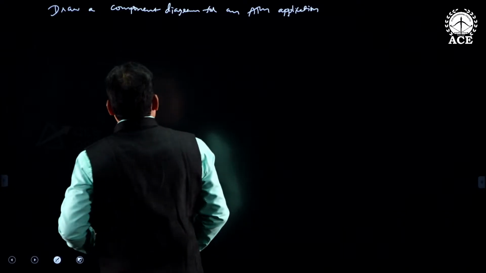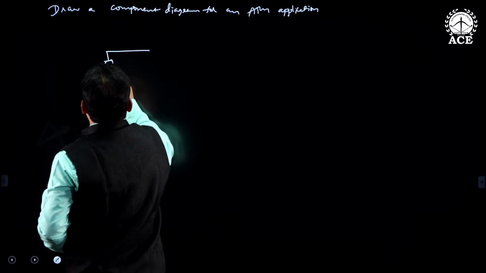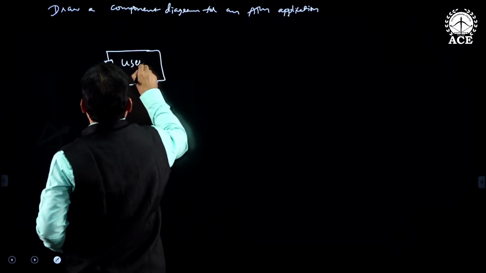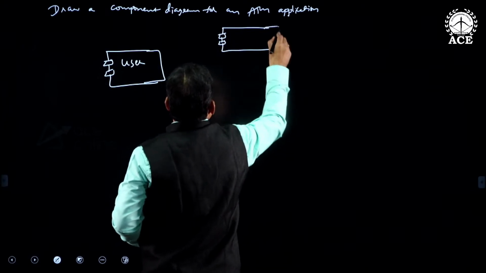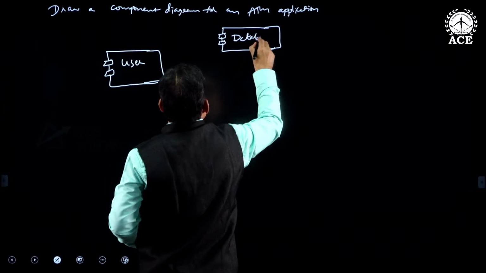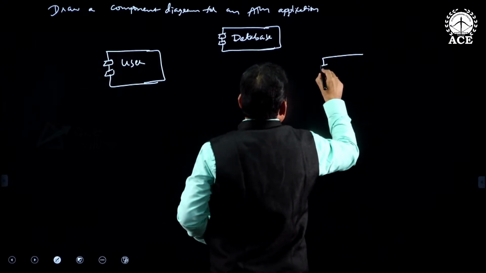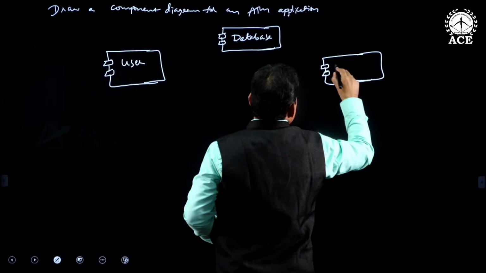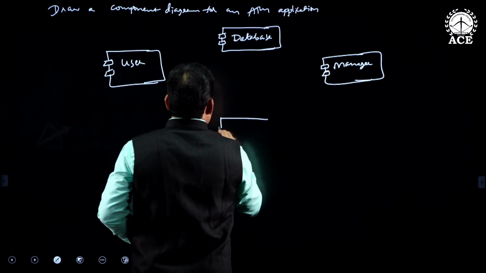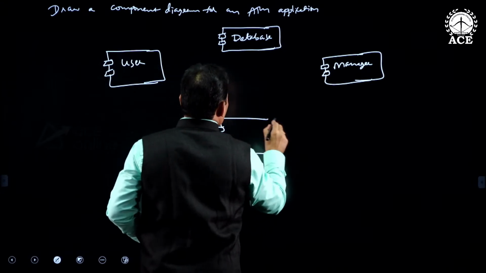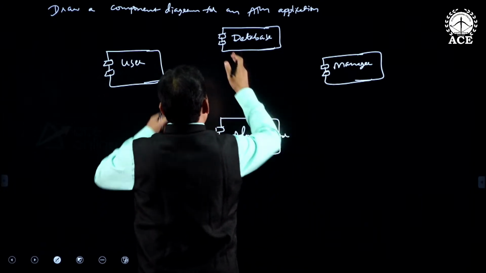So what might be the components for an ATM application? The ATM user is one of the components. This is the graphical representation of a component in UML: user. Database is one more component for an ATM application. Manager is one more component; for a banking application, the manager takes part here. And if any banking system gives a problem, who is going to resolve it? The administrator also becomes one of the components. These are all the software components.